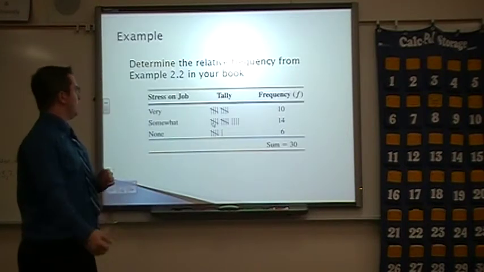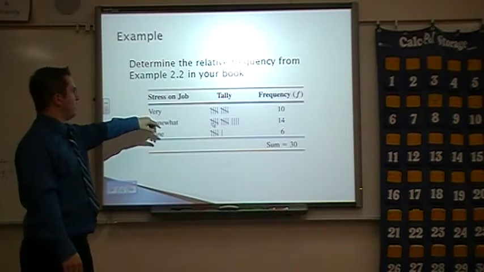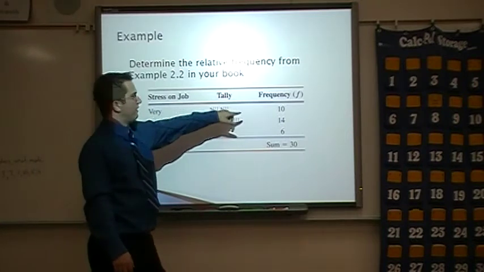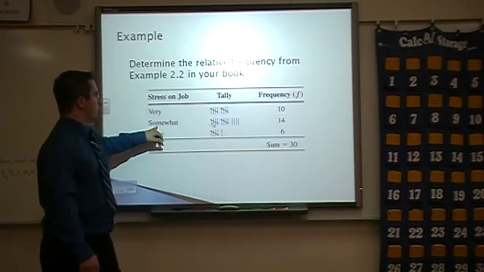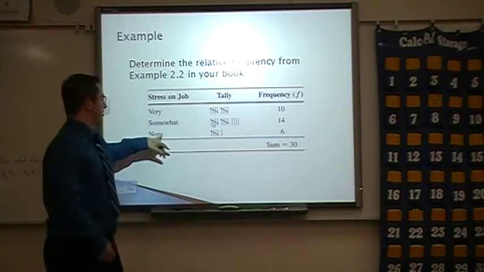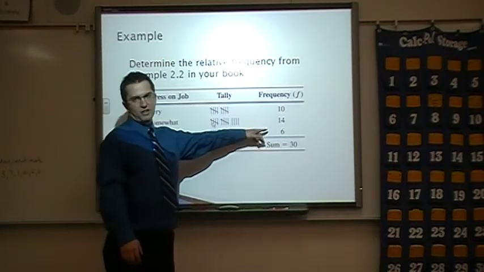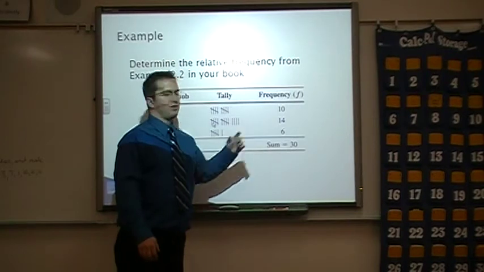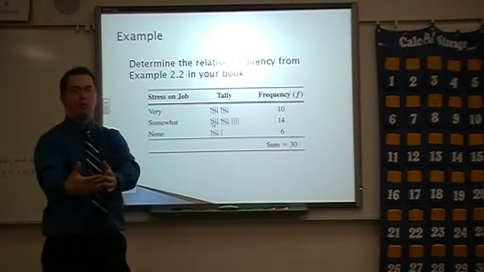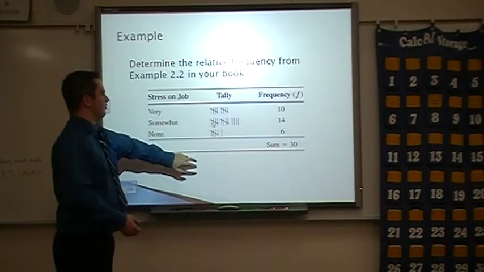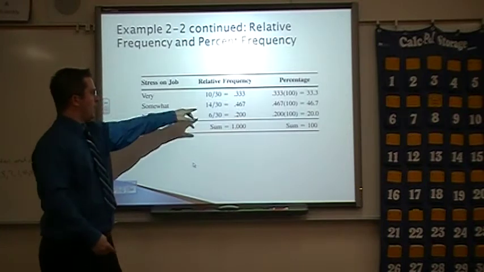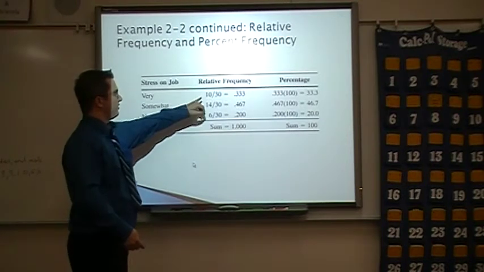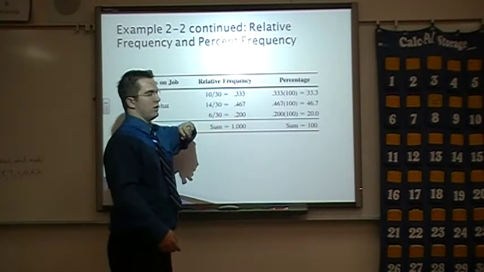So here's an example. Stress on a job: 10 people are very stressed, somewhat stressed you have 14, and no stress at all you have 6. Notice they sum up to 30. What we're going to do is find the relative frequency and the percent frequency of this chart. Our relative frequency is 10 divided by 30, or 0.33.